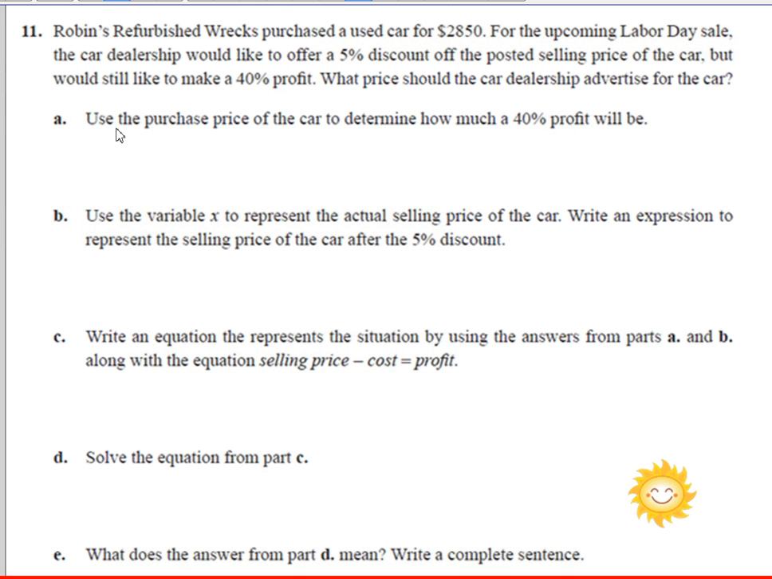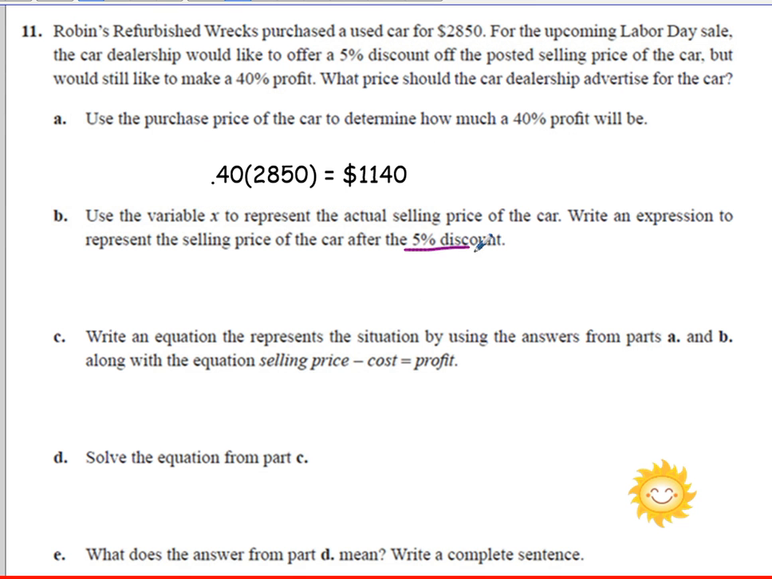So first, use the purchase price of the car to determine how much of a profit 40% would be. So they want to make 40% off of what they bought the car for. They bought the car for $2,850. So they want to make $1,140 from the sale of this car. Now it says use the variable X to represent the actual selling price of the car. Write an expression to represent the selling price of the car after a 5% discount.